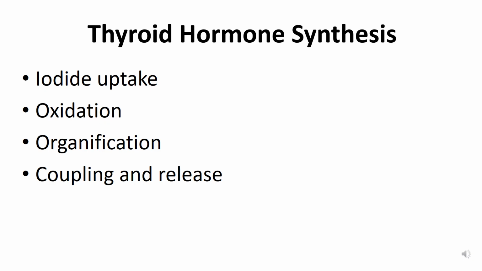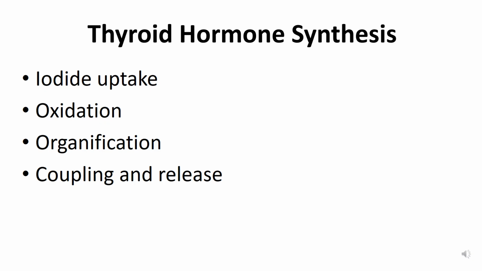After oxidation comes organification. In this step, the active iodine attaches to a large protein called thyroglobulin. This protein acts like a storage framework inside the thyroid gland. The iodine binds to specific amino acids called tyrosines on the thyroglobulin molecule. This creates smaller hormone building blocks known as MIT and DIT. These molecules are important intermediates in thyroid hormone formation.